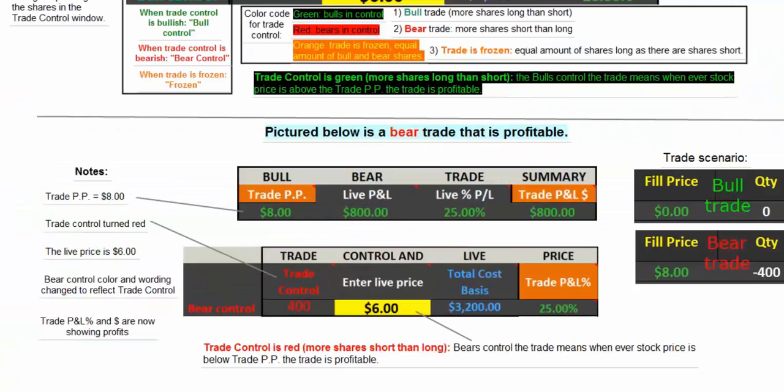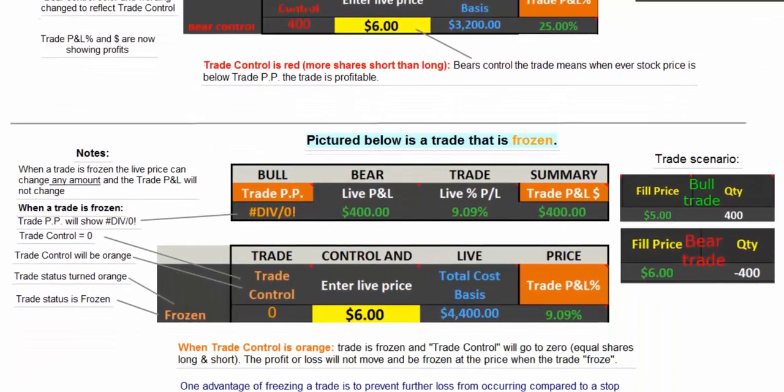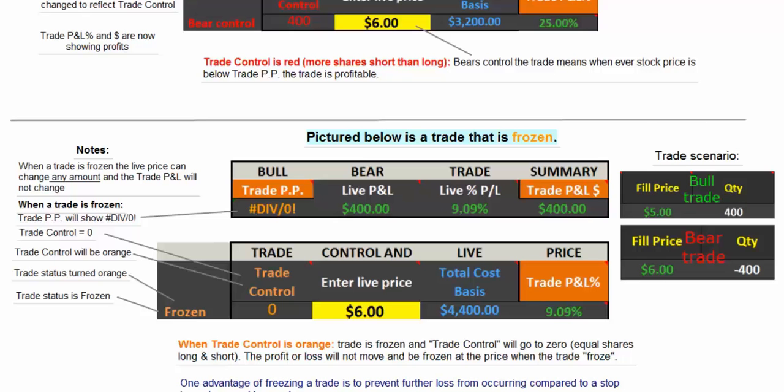Continuing on and illustrating the scenario of freezing a trade, we will go ahead and freeze the trade by entering in this trade scenario right here. We'll have a fill price of $5 on the bull trade, 400 shares, and then we'll have a fill price of $6. The price, by the way, doesn't matter. What matters most is the shares. That's when you freeze a trade. And then we'll have on the bear side a fill price of $6 and minus 400 shares.